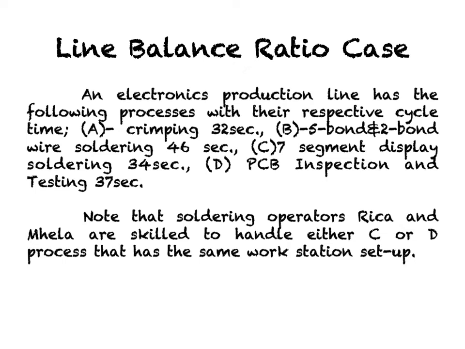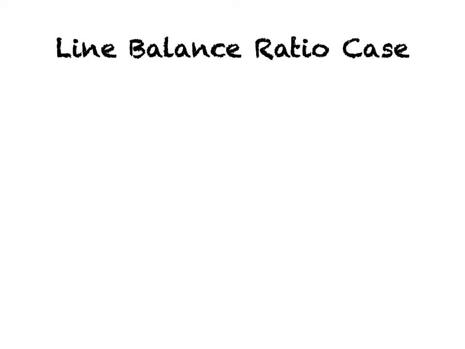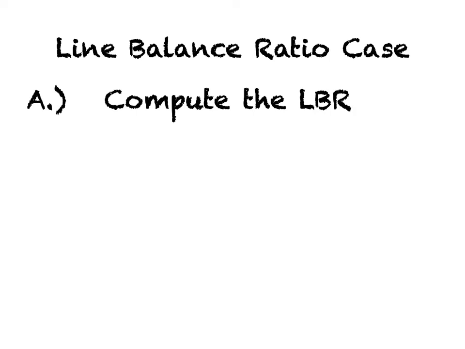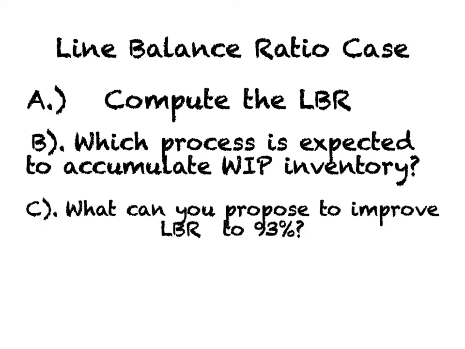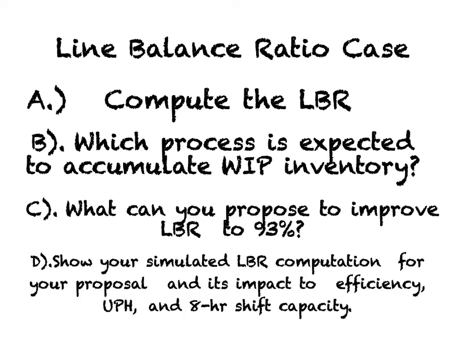Note that soldering operators Rika and Mela are skilled to handle either C or D process that has the same workstation setup. For our line balance ratio case, we need to answer the following questions. A. Compute the line balance ratio. B. Which process is expected to accumulate work in progress inventory? C. What can you propose to improve the line balance ratio to 93%? And D. Show your simulated line balance ratio computation for your proposal and its impact to efficiency, unit per hour, and 8-hour shift capacity.